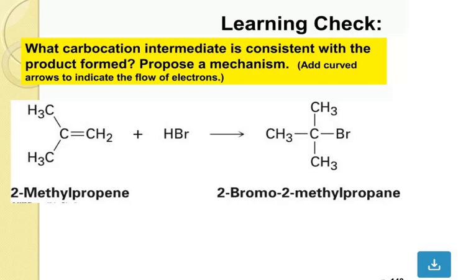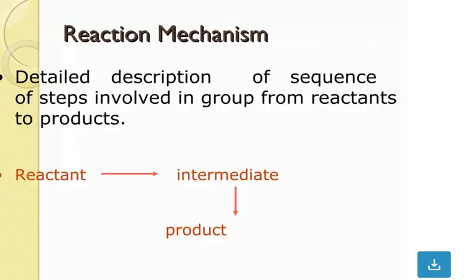Now, what carbocation intermediate is consistent with the product formed? Propose a mechanism. Add curved arrows to indicate the flow of electrons. You can see a detailed description of the sequence of steps involved in going from reactant to product. You can see the reactant, intermediate and products.